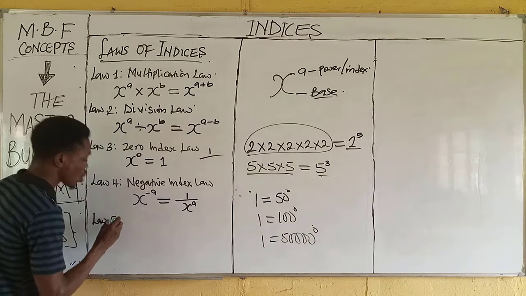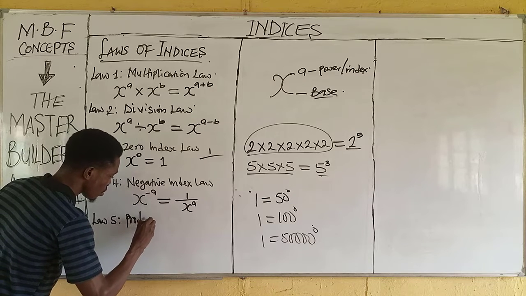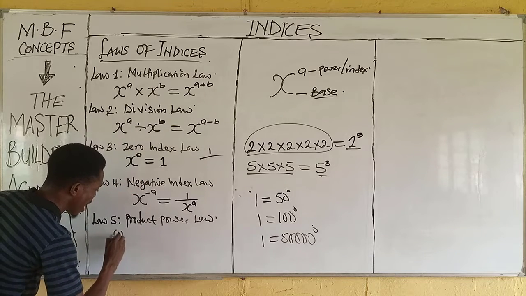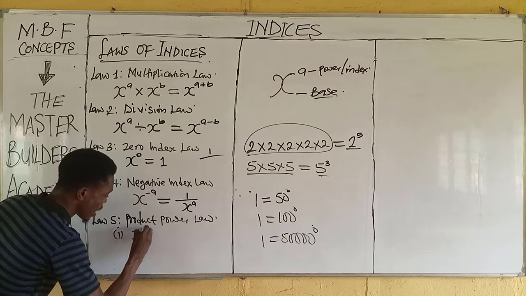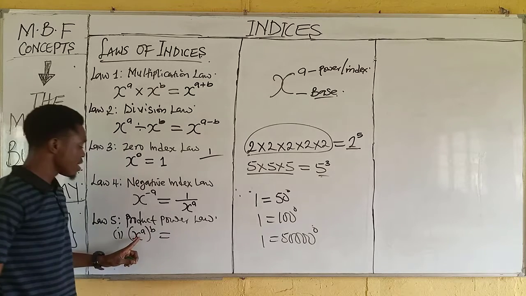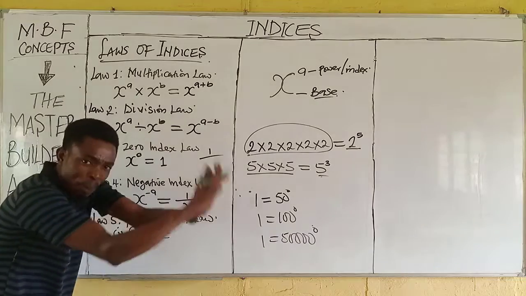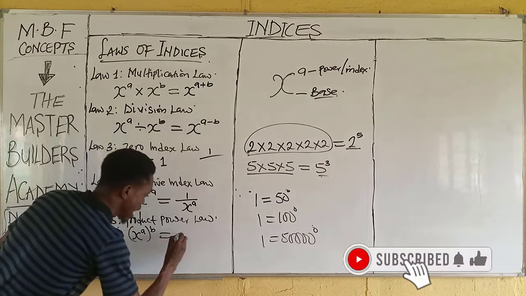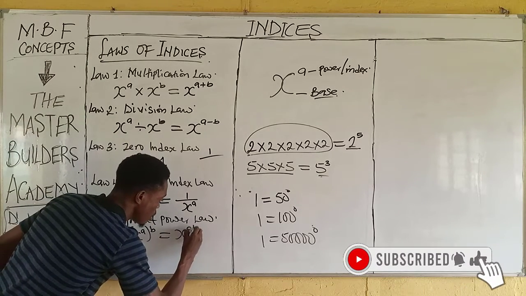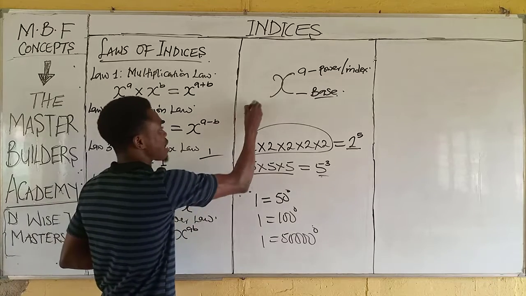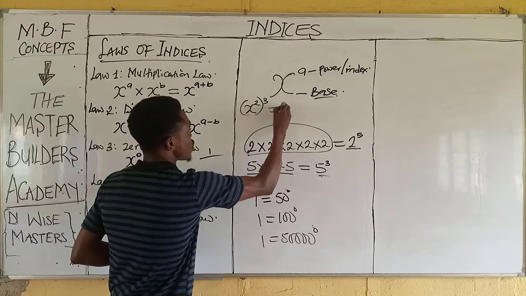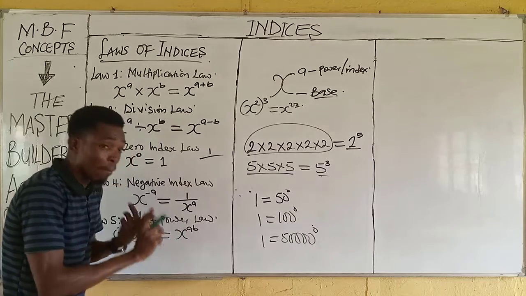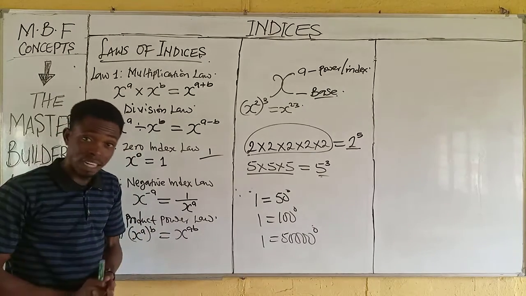Then law 5. Law 5, this is what we call product power law. In this product power law, I can have x raised to the power a multiplied by b, that is x raised to the power a, all raised to power b. In indices, by this law, power can multiply power, which shows that this is x raised to the power a times b, which is ab. Please, guys, if for instance I have x raised to the power 2, 3, it's not x raised to the power 23. You are very wrong to have x raised to the power 23. It's just that a and b cannot multiply each other to give us one value. So that's why we have ab.